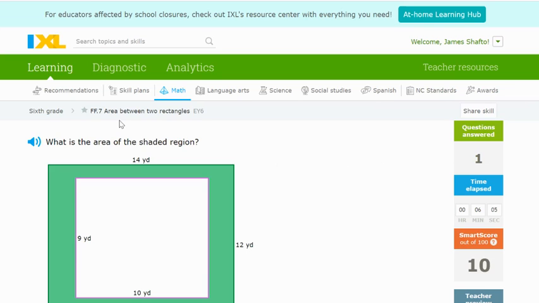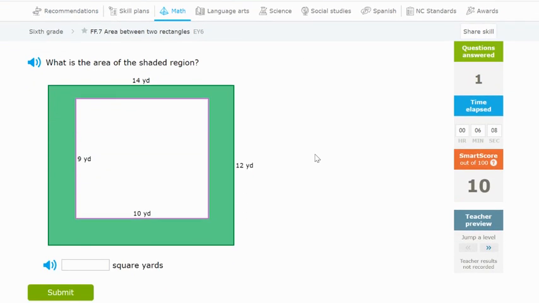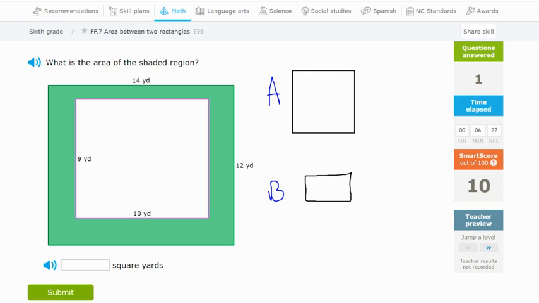In the next question, it's basically asking us to do the same thing. We've got different size rectangles. So the first rectangle is going to be rectangle A. The smaller rectangle is going to be rectangle B. If we look at the larger one, looks like that. The smaller one is a little bit smaller. The base of the larger rectangle is 14 and the height is 12. The base of the small rectangle is 10 and the height is 9.